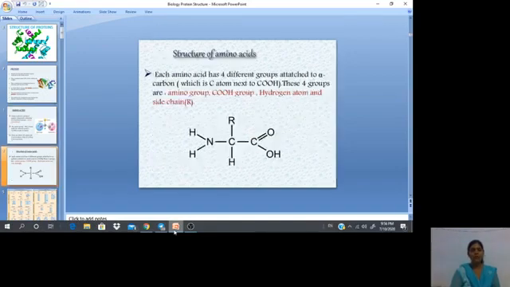Now the structure of amino acid. Each amino acid has 4 different groups attached to the alpha carbon. Alpha carbon is adjacent to the carboxylic group. It has an amino group, that is NH2, a hydrogen atom H, an alkyl group R, and the COOH group, the carboxyl group.